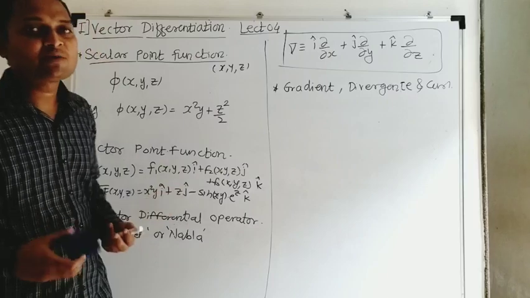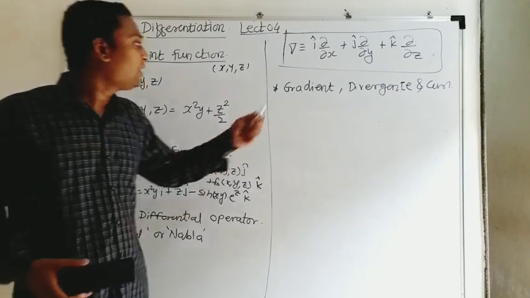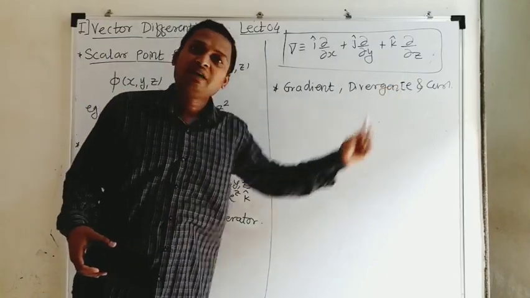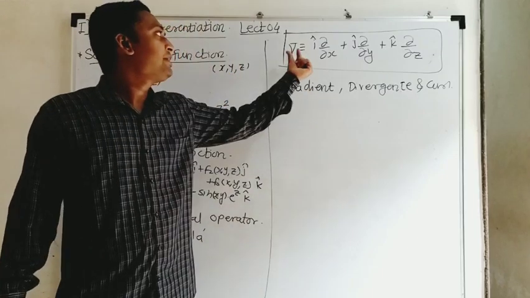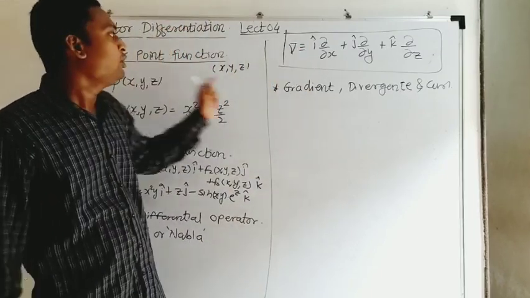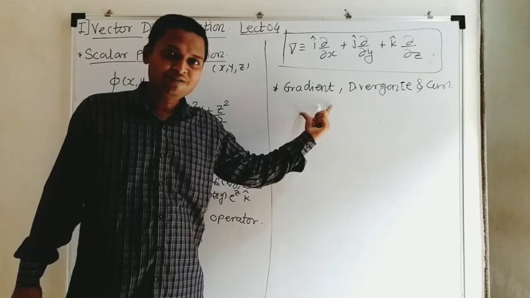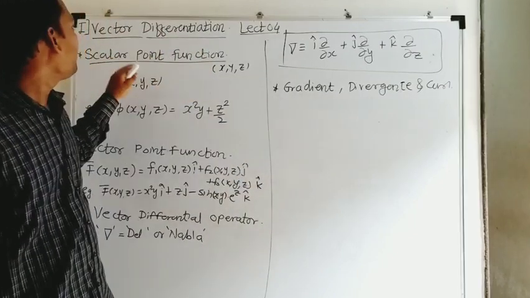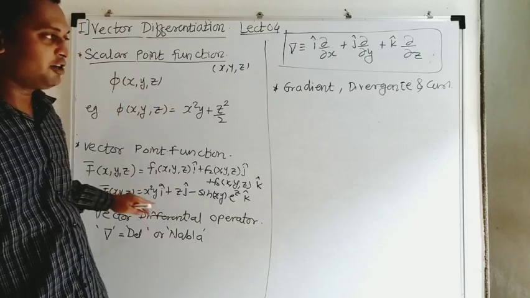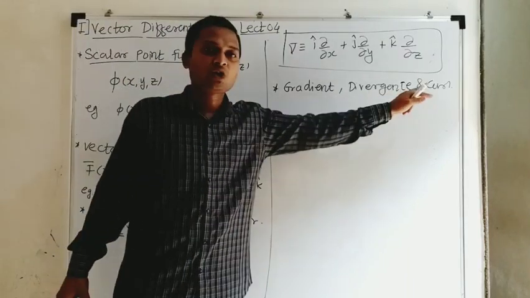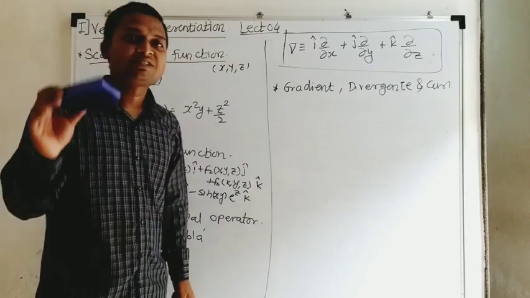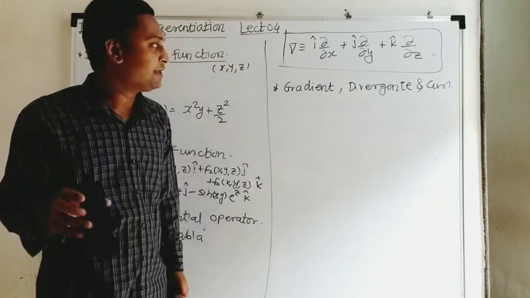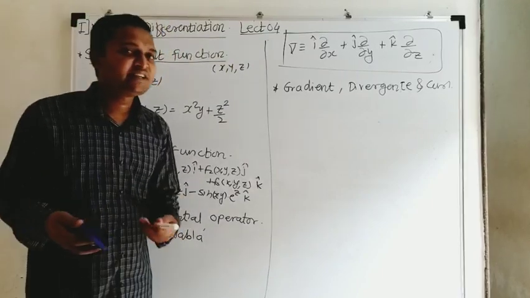Accordingly, we will get some quantities, and those quantities are called gradient, divergence, and curl. When we operate del on a scalar function, we get the gradient of that particular scalar function, or phi, that surface. When we operate del on a vector point function, we get either divergence or curl depending upon whether the dot or cross sign is involved in between. So let us discuss the next definition.